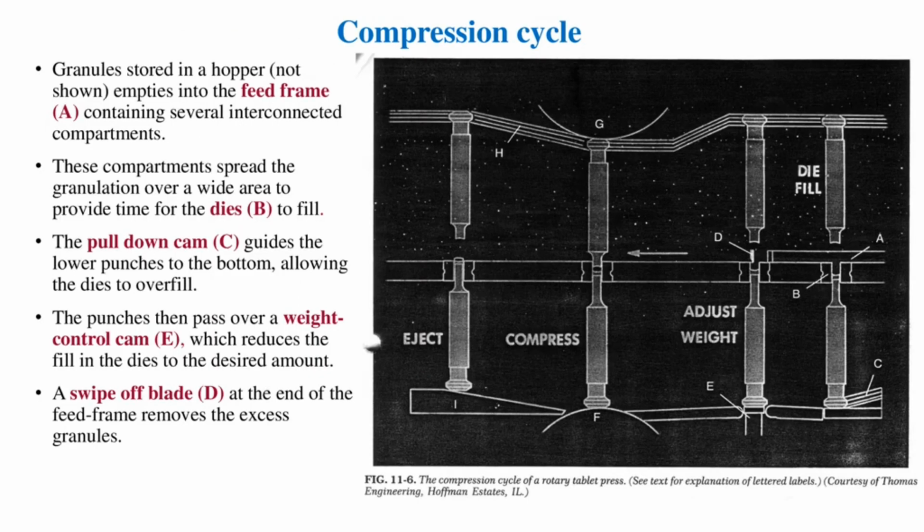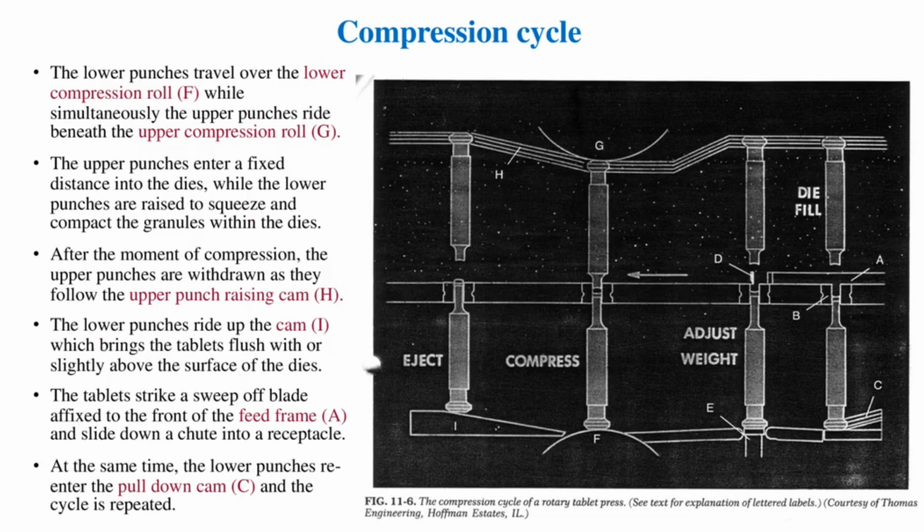Multi-station rotary press compression cycle: granules stored in a hopper, not shown, empty into the feed frame, containing several interconnected compartments. These compartments spread the granulation over a wide area to provide time for the dies to fill. The pull-down cam guides the lower punches to the bottom, allowing the dies to overfill. The punches then pass over a weight control cam, which reduces the fill in the dies to the desired amount. A swipe-off blade, at the end of the feed frame, removes the excess granules.